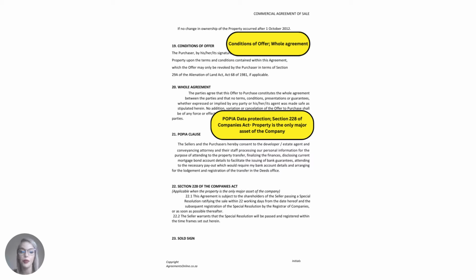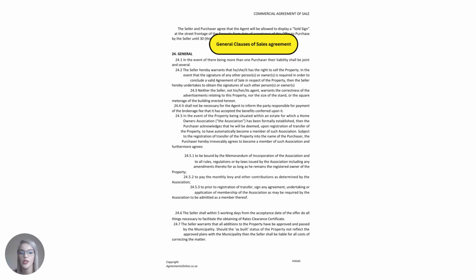The agreement then includes the POPI clause. Now, this is for data protection purposes, and that just gives you consent to obtain the buyer's details and also sets out how those will be used and protected. The agreement then makes note of Section 228 of the Companies Act. Now, this is if the property is the only major asset of the company under this agreement.